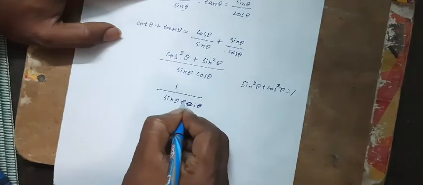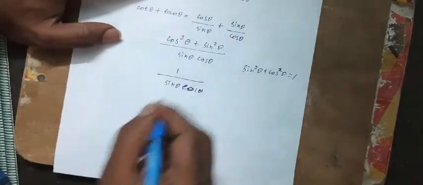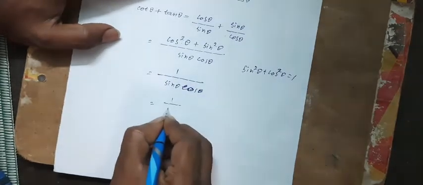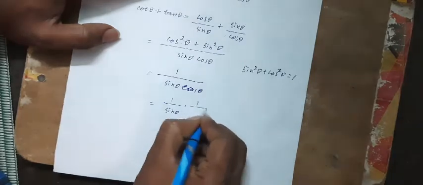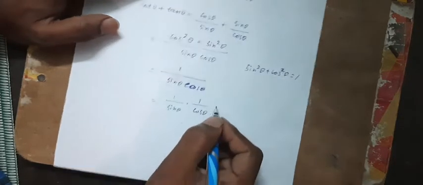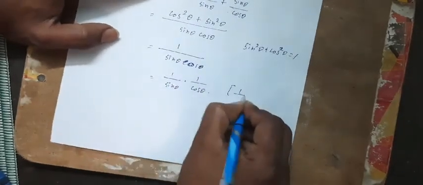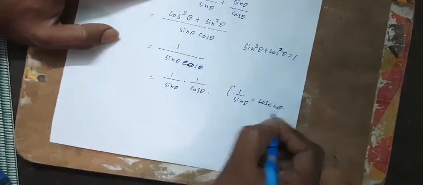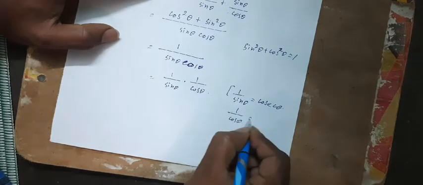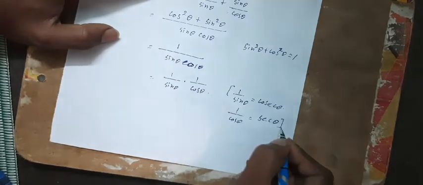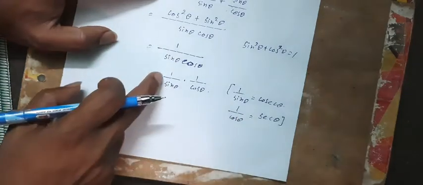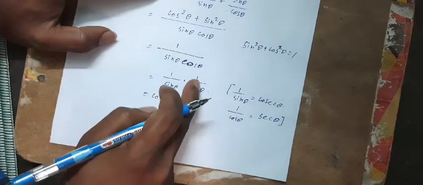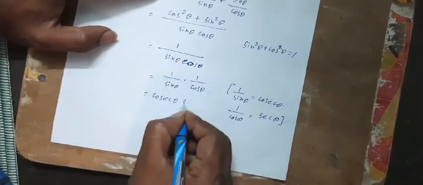Sin theta into cos theta. Okay, so now we can split the terms. So 1 by sin theta into 1 by cos theta. Right? Now you know the formula, 1 by sin theta is equal to cosecant theta and 1 by cos theta is equal to secant theta. Right? So now substitute here. 1 by sin theta is equal to cosecant theta and 1 by cos theta is equal to secant theta.